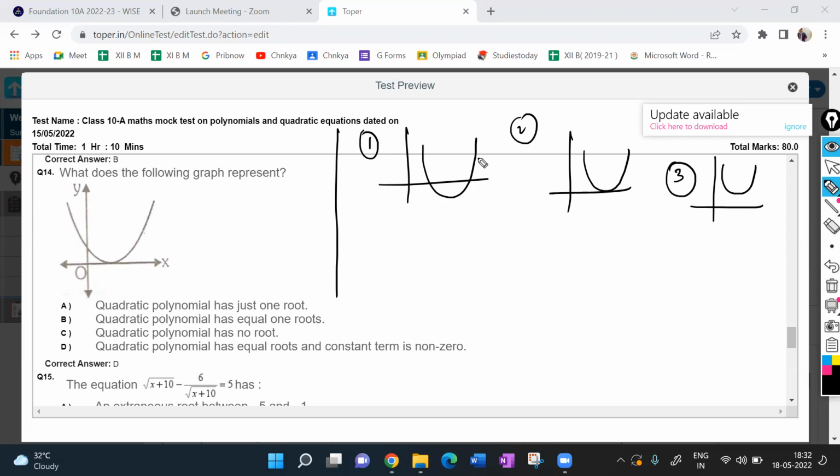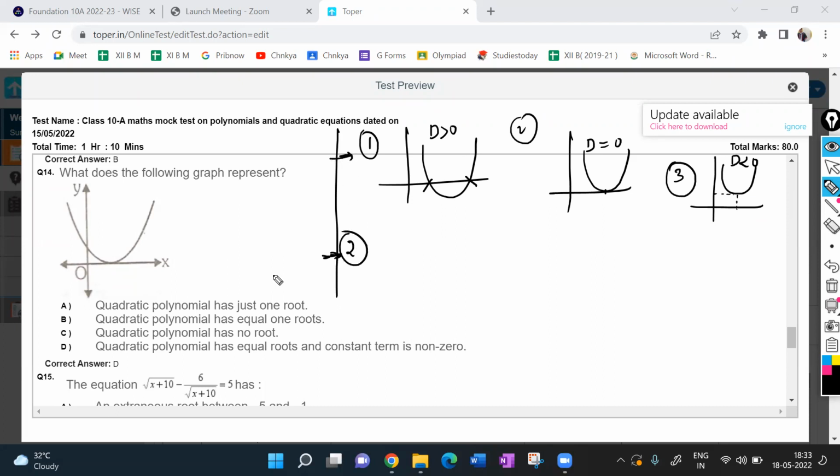See, beta, when the graph touches the x-axis at two distinct points, that case we learned discriminant would be greater than zero. When the graph touches exactly at one point, discriminant would be equal to zero. When the graph neither touches nor intersects, it is away from the x-axis, then discriminant would be less than zero. I give three different cases. Getting my point?